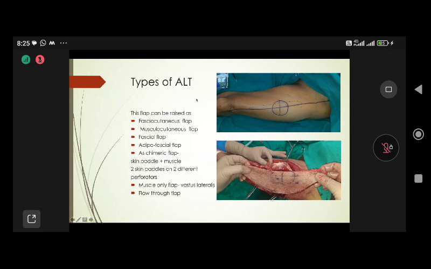Another type of ALT. This flap can be raised as a faciocutaneous flap with skin and fascia only, musculocutaneous flap with muscle and skin, fascial flap where only fascia is harvested, adipofascial flap with the fat and fascia, and as a chimeric flap. If there are more than two perforators, we can harvest a flap with the skin paddle and the muscle. Then we can harvest two skin paddles on two different perforators for through and through defects. Then a muscle only flap can be raised, where vastus lateralis is raised on the same pedicle. Then it can be used as a flow through flap.